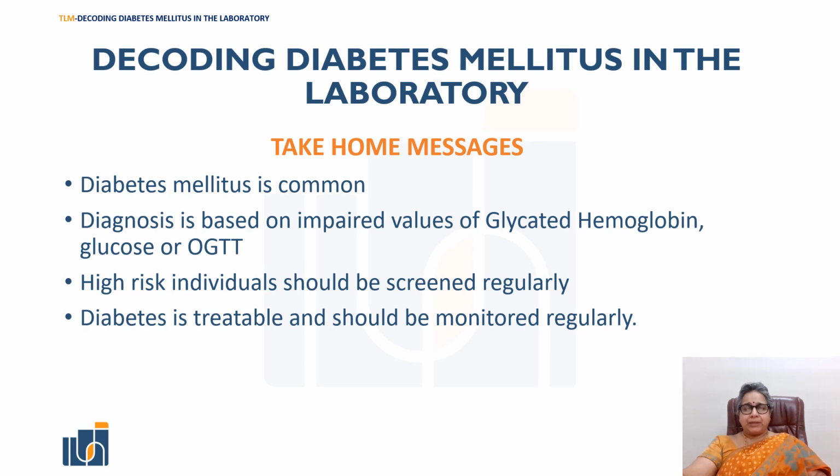So as we end this session, what is it that we have understood? What are the key factors that we will take home? India is the diabetes capital of the world. There are plenty of tests which are used to diagnose and monitor diabetes mellitus, and the most important among them are glycated hemoglobin, plasma glucose values, and OGTT. We have a list of conditions which are risk factors or premorbidities or comorbidities, and such individuals should be screened at an earlier age to check whether they have diabetes. Diabetes is treatable. Diabetes needs to be monitored regularly.